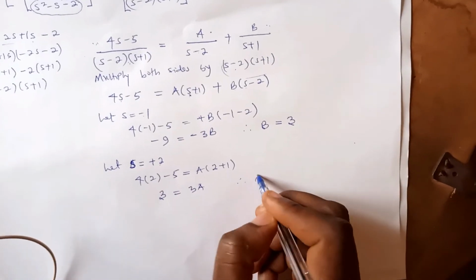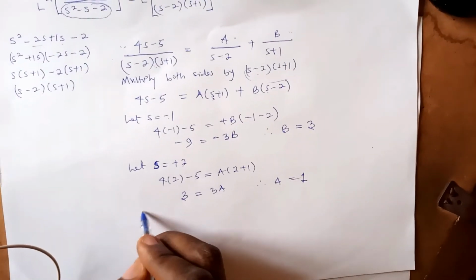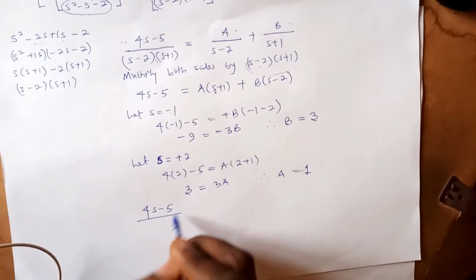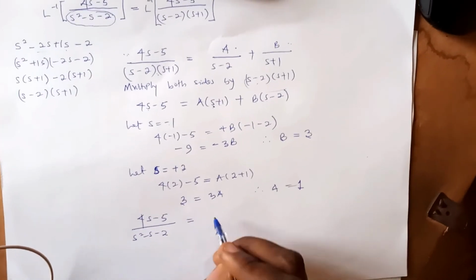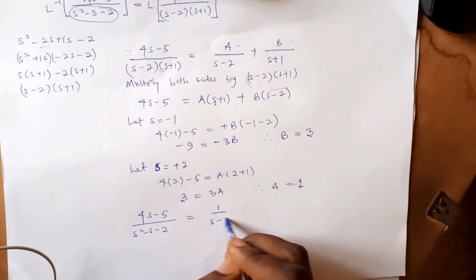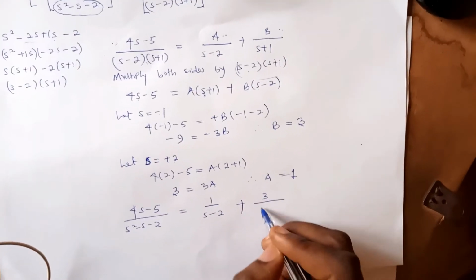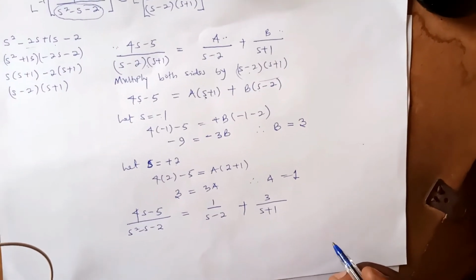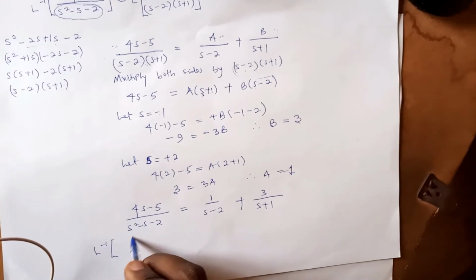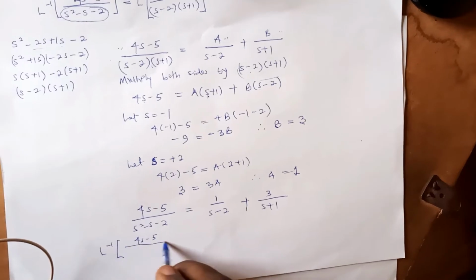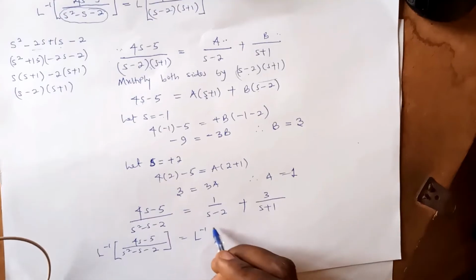So from here, I can say that my a is 1. So that big fraction I was talking about, which is x squared minus x minus 2, is now equal to a, that is 1 over x minus 2, then plus b, what is my b? 3 over x plus 1. Are we together now? So if that is the case, I can now proceed and find the inverse of 4x minus 5 over x squared minus x minus 2.